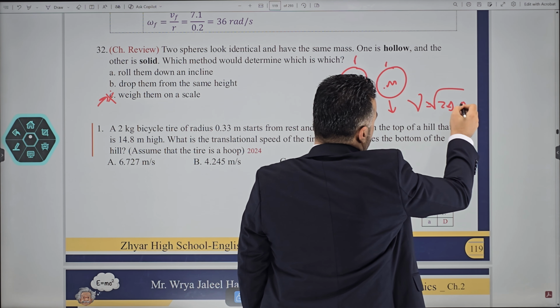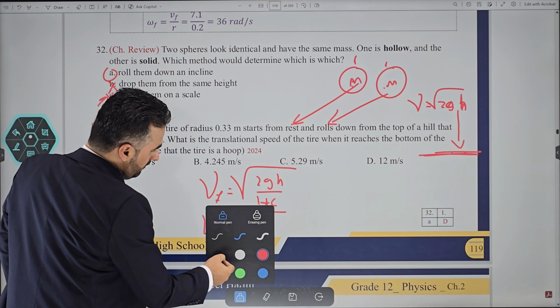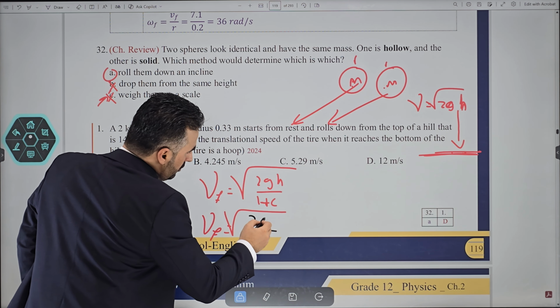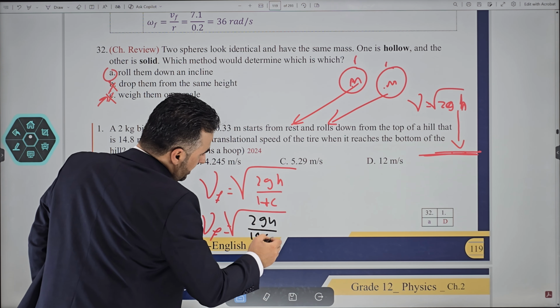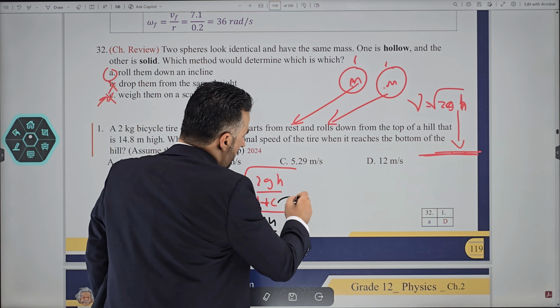It says roll them down an incline. Well, that is the correct option, but what exactly happens if we roll them down an incline? We know that if we roll them down an incline here, they're going to roll, yes? So one of their equations is going to be 2gh over 1 plus c, right? That is this. And then the other one is going to be, let's use a different color here, 2gh over 1 plus c here. But the c for one of them, it is going to be what?